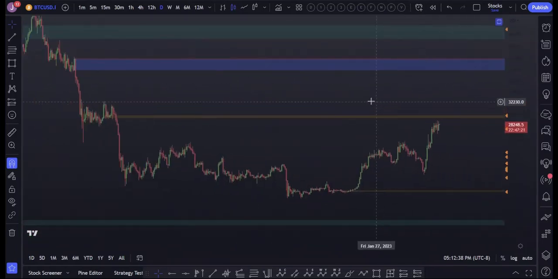Don't want to make the video too long. Watch this video once, twice, three times, and practice identifying the simple, basic, easy order blocks, the ones that are just so clear. Let's go back to our presentation to wrap this up.